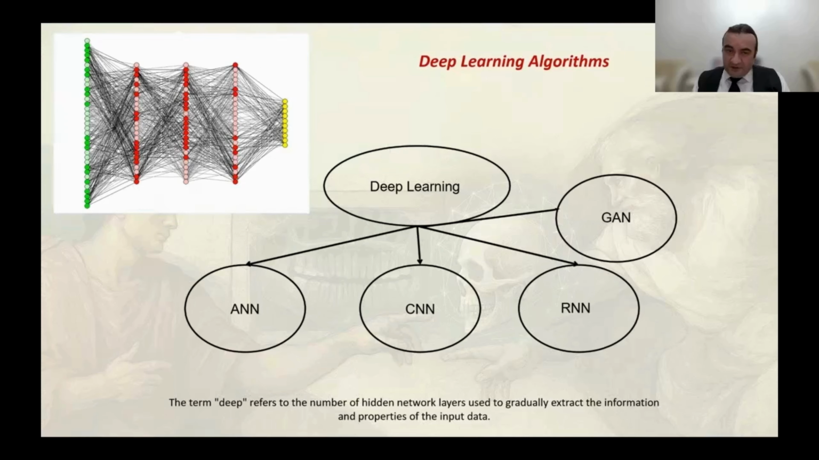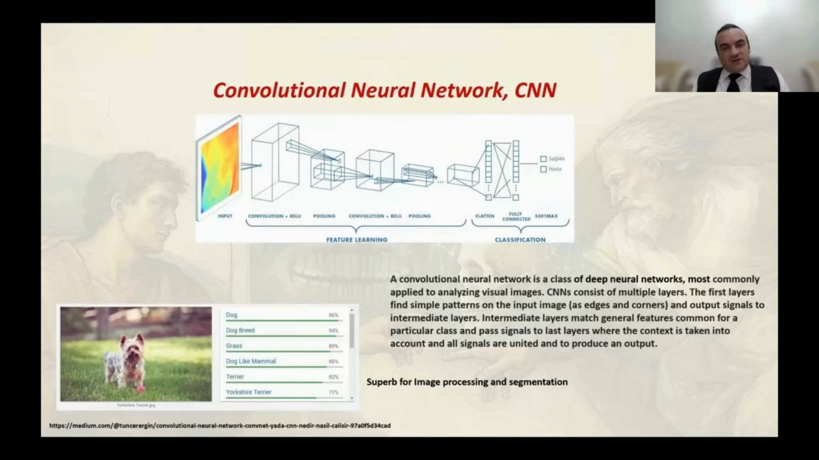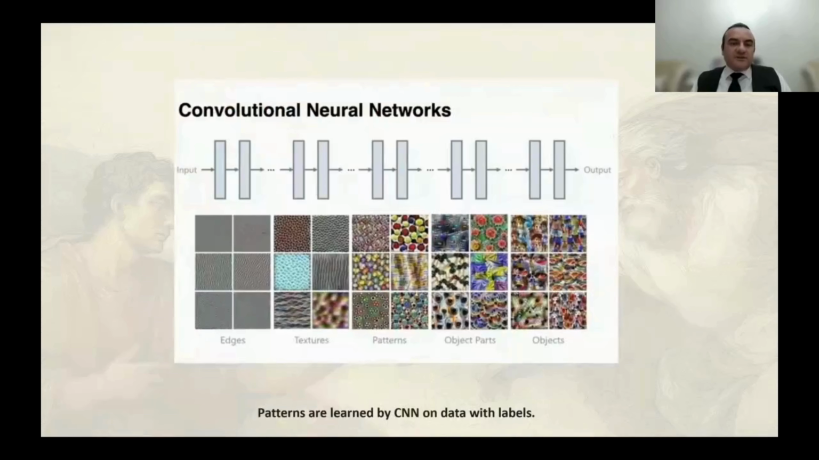We are using artificial neural networks, convolutional neural networks, GAN neural networks, and so on. But especially for Dentomaxillofacial Radiology, we are using convolutional neural networks. A convolutional neural network is a class of deep neural networks applied to analyze visual images. From simple patterns on an image, we first identify the patterns and the edges, and the edges are combined together in order to make a classification out of this feature learning algorithm.